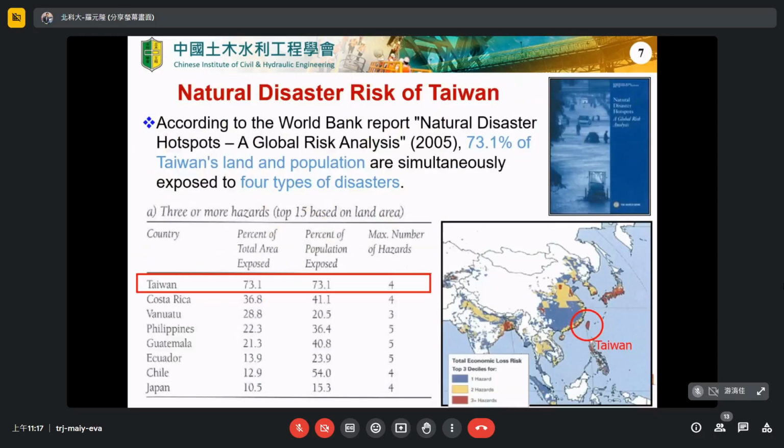According to the World Bank report, Natural Disaster Hotspots: A Global Risk Analysis, made in 2005, 73.1% of Taiwan's land and population are simultaneously exposed to four types of disaster. Actually, we don't want to stand in the top class in the world for this issue.